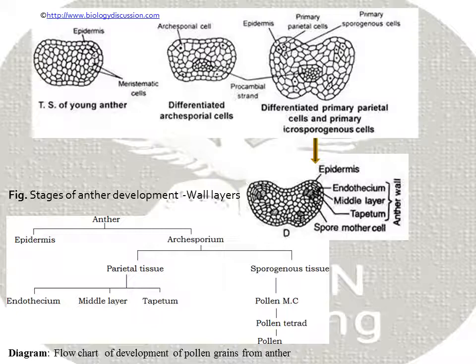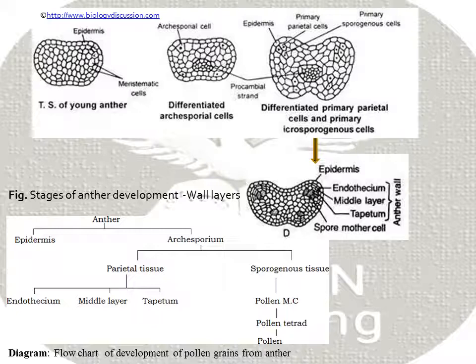Now, last, figure number D. These are epidermis, anther wall which contains endothecium, middle layer, tapetum, and spore mother cells. This is the development of anther.